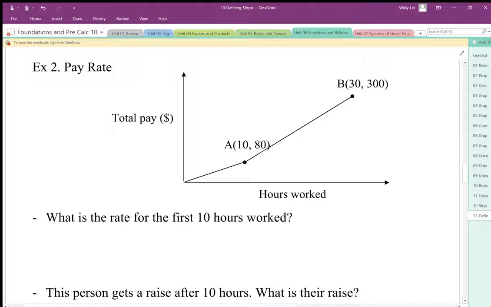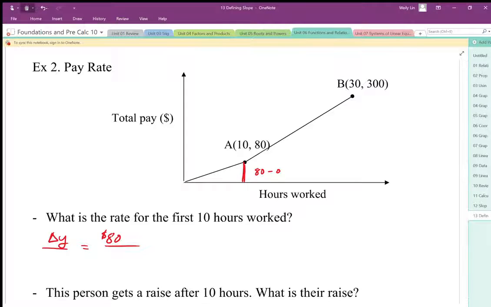So in the rate for the first 10 hours worked, we're going to find the slope. Okay, so again, we're going to compare the rise, the change in y. The change in y in this case is going to be 80 minus 0. So we end up with $80 as our change in y.